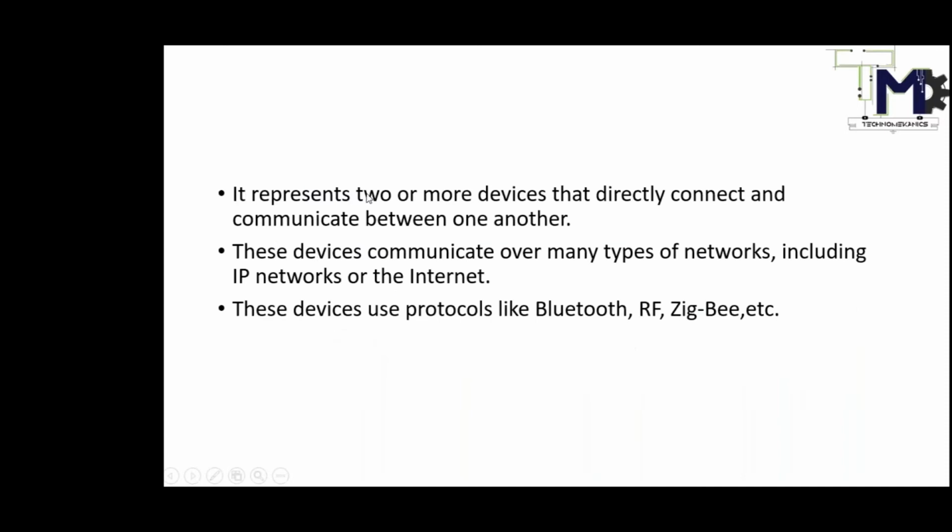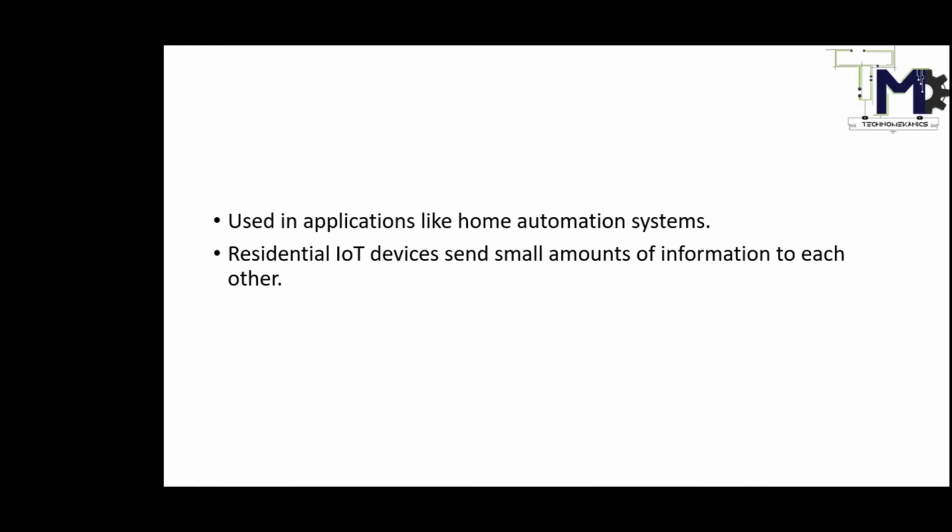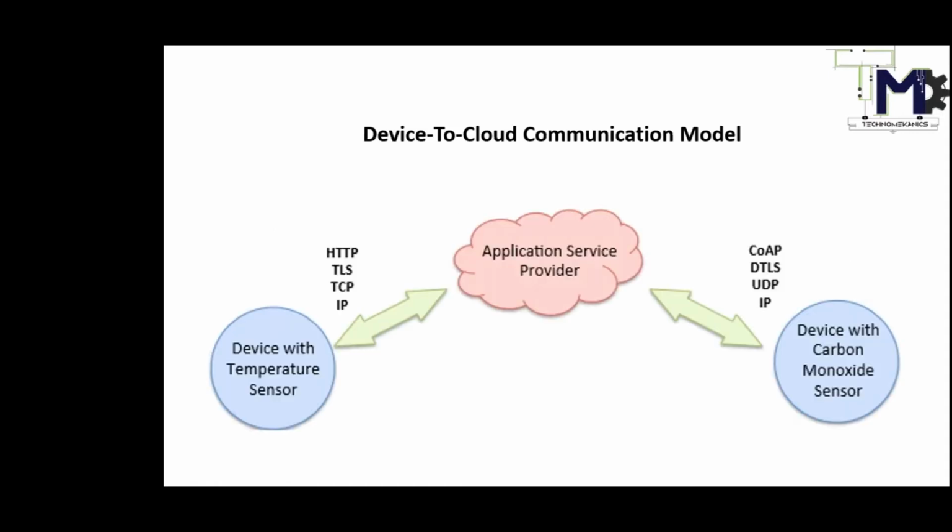Okay, so it represented two or more devices connected directly, with communication between one and another. Yeah, it is used in applications like home automation systems, as I have already mentioned. Okay, now let us discuss the device to cloud communication model.